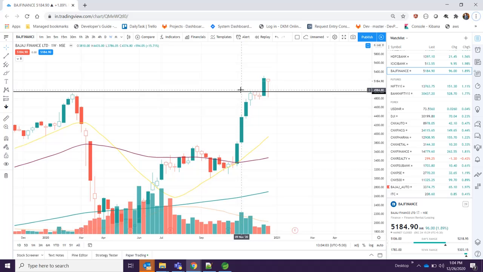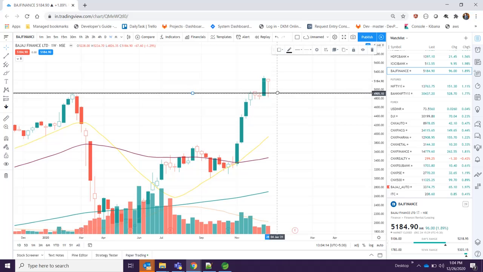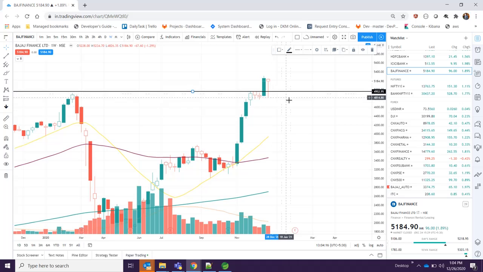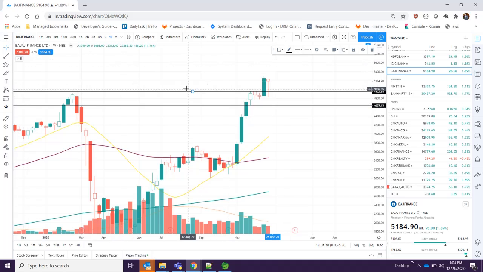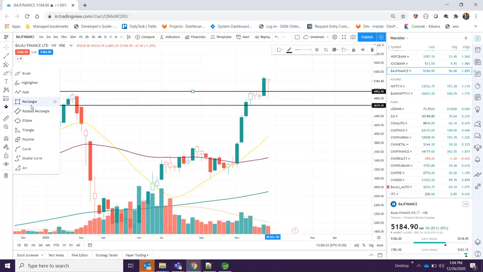So let us mark the demand zones. This is a chart of Bajaj Finance. This is a weekly chart, and we will draw the weekly demand zones. So if we draw the demand zones like this, we saw that Bajaj Finance has given a weekly breakout. So how to take entry in this case? After drawing the demand zones, let me highlight it with a rectangle first.